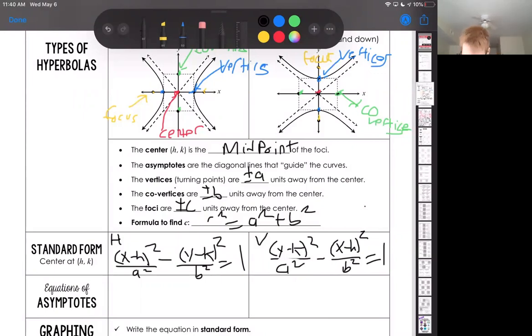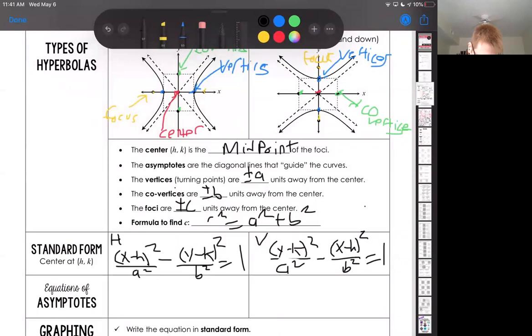One thing that's important is to notice that your a is always under the first fraction, before the minus sign. Your a doesn't always have to be bigger than your b, like when we did the ellipses. So that's one thing we're going to want to be careful about.